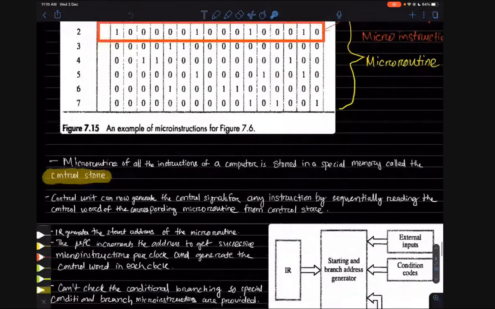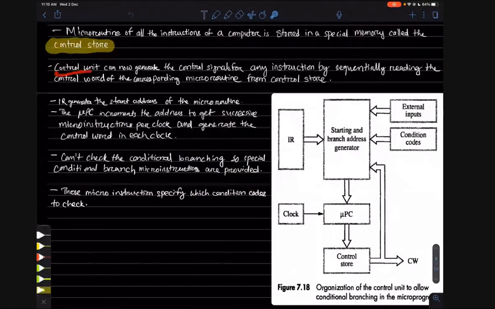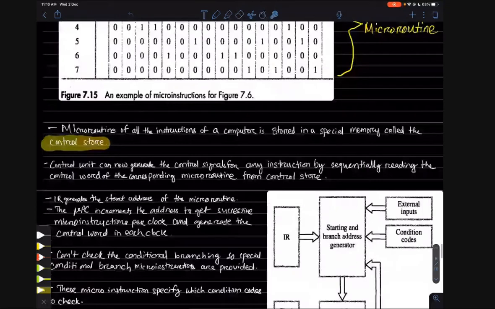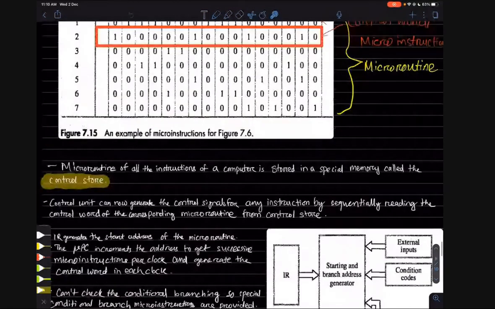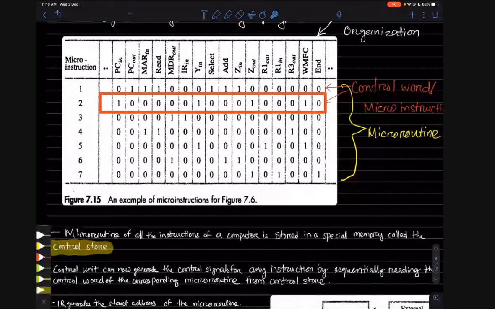So now how does this work? The control unit can generate the control signals for any instruction by sequentially reading the control words of the corresponding micro routine from the control store. Suppose we are doing the addition operation, the controller will keep on reading these, and based on them it will generate the signals for whichever bits are 1. It can do it sequentially, one by one. In every clock cycle it will execute one micro instruction. Very simple.